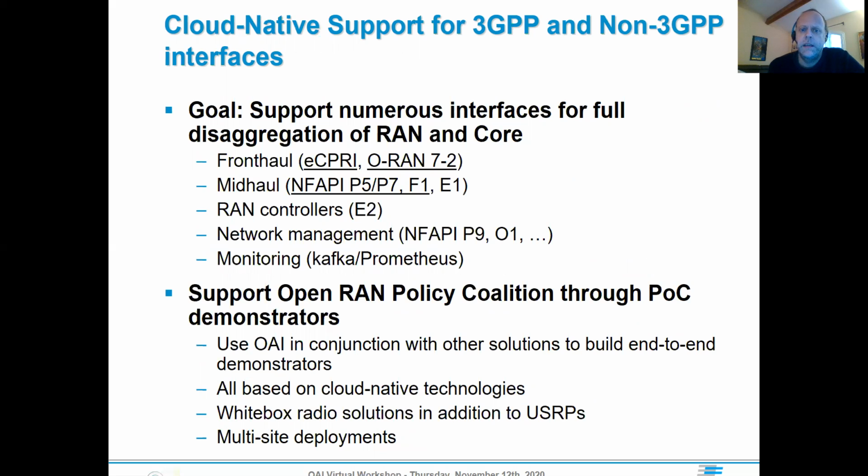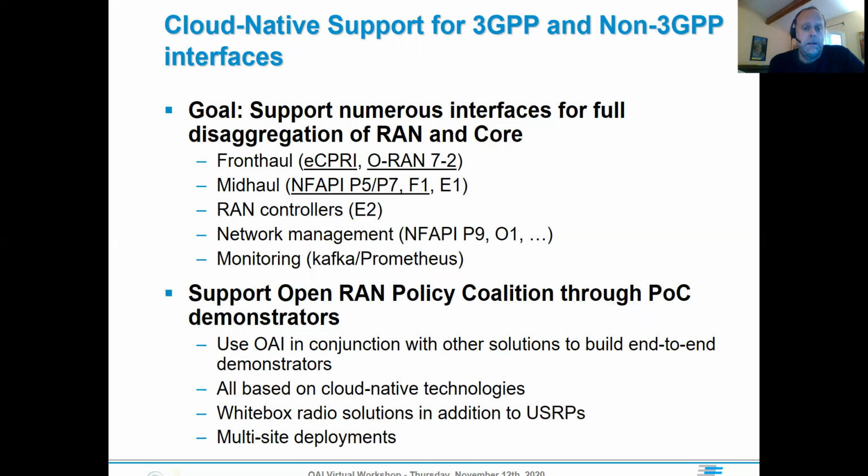Mid-haul interfaces like NFAP P5, P7, the 3GPP F1 interface, 3GPP E1 interface. E1 we do not have yet. RAN controllers that make use of the E2 interface from the ORAN Alliance. Also network management, such as the NFAP P9 or the O1 interface from ORAN and others. And also monitoring interfaces and packages such as Kafka and Prometheus.